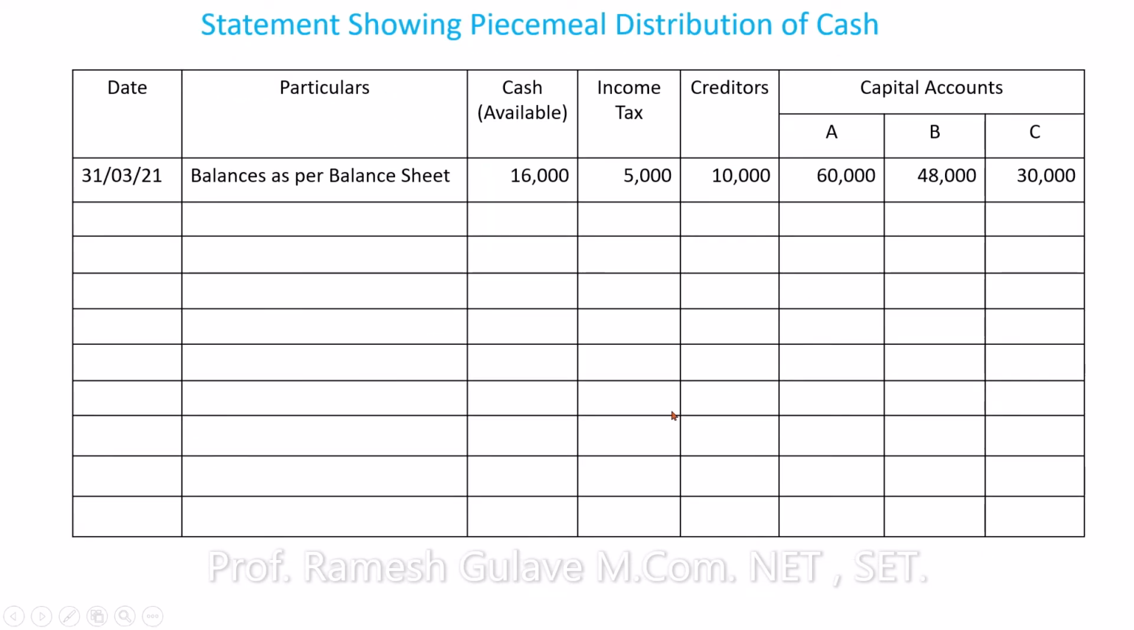So let me show you in this full screen. We have recorded the balances as per the balance sheet. Now we have a cash balance, available cash of rupees 16,000. Then we have to pay income tax, creditors, and capital accounts of the partners. Here, we have already prepared the columns as per the order of payment.